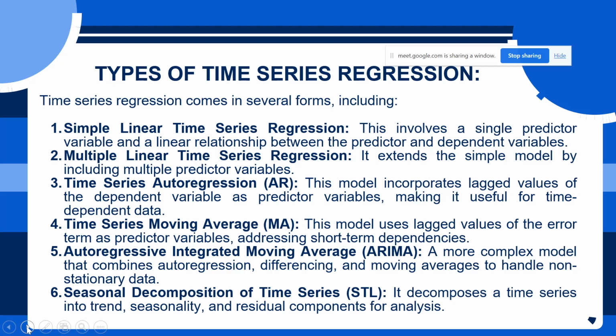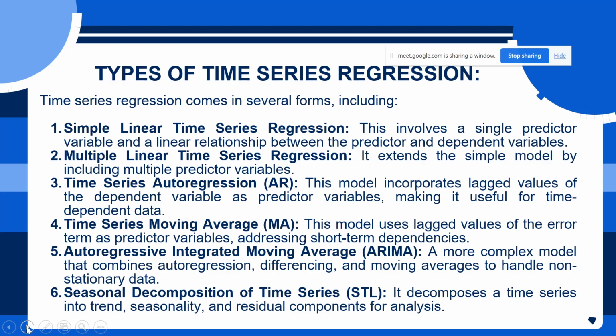This involves a single predictor variable in a linear relationship between the predictor and the dependent variable. A simple linear time series regression is a statistical technique used to model the relationship between two variables over time. These two variables are referred to as the dependent variable, the variable we're trying to predict, and the independent variable, the variable that we think is influencing the dependent variable.